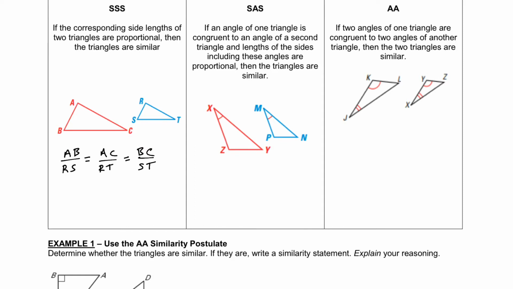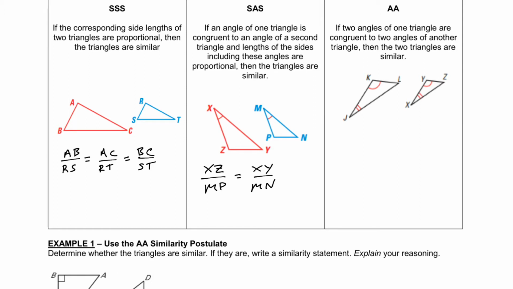The next one is the side-angle-side similarity postulate. To use this one, we need one pair of corresponding angles to be congruent, which we can see we have. And then we need two pairs of corresponding sides to be in the same ratio. So let me write this out for you.